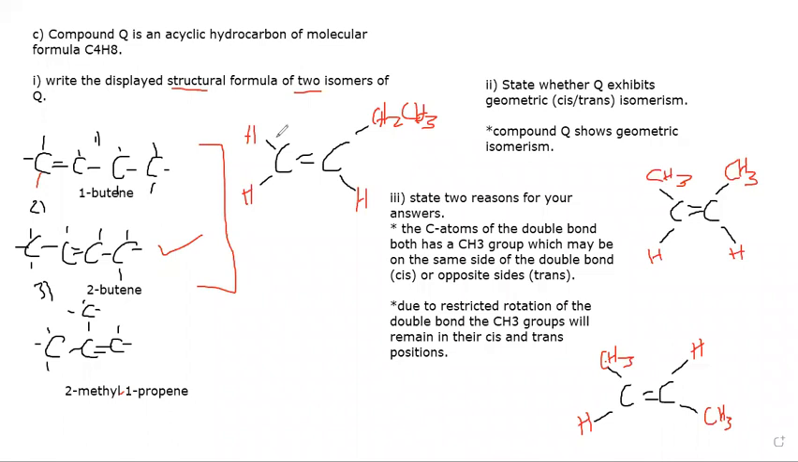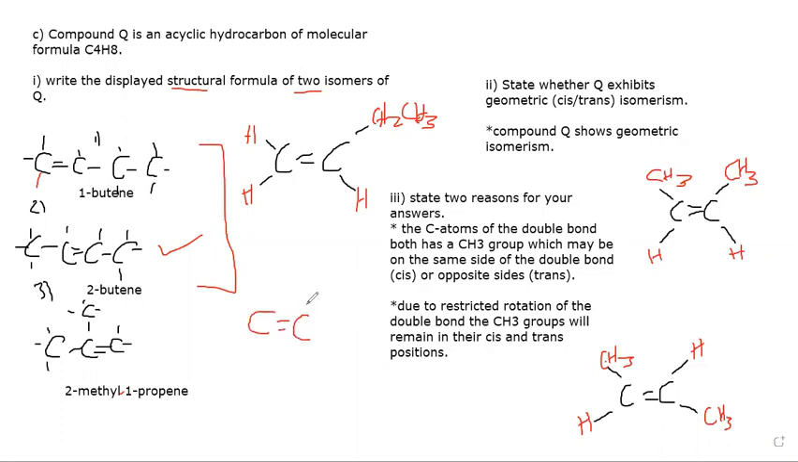So for geometric isomerism, this is 1-butene, right? The first thing I have to do is locate the carbon atoms of the double bond, and you write it like that. Then you draw 4 slant lines. So you write the carbon to carbon double bond.